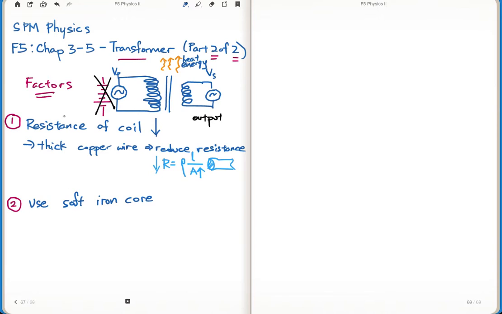I want to find out what the factors are to increase the efficiency. First, you reduce the resistance. Second, you use a soft iron core. Why is that so? A soft iron core is capable of being magnetized easily, and demagnetized.